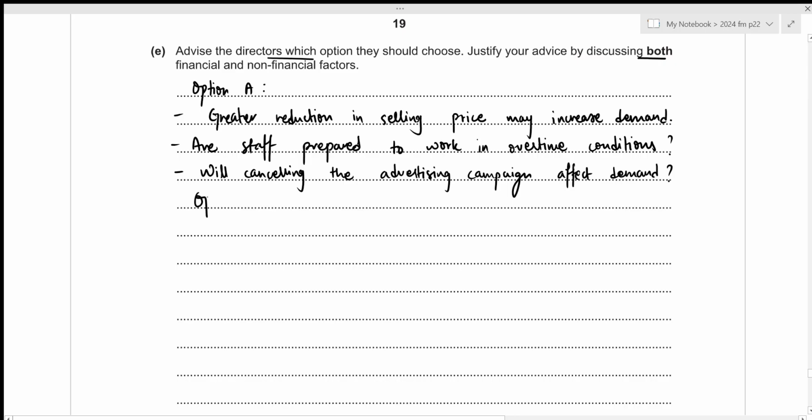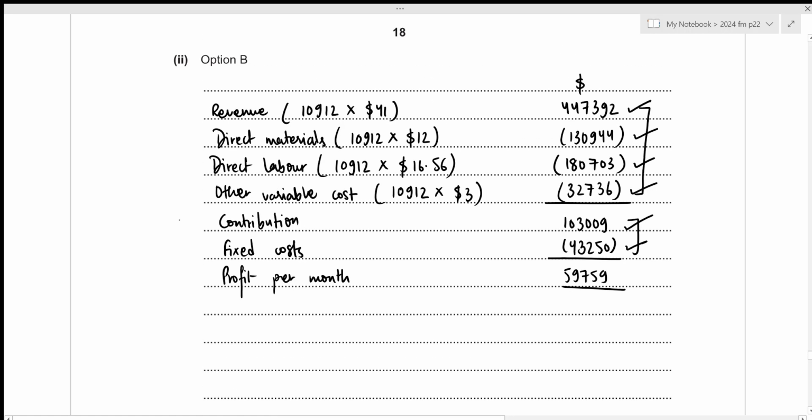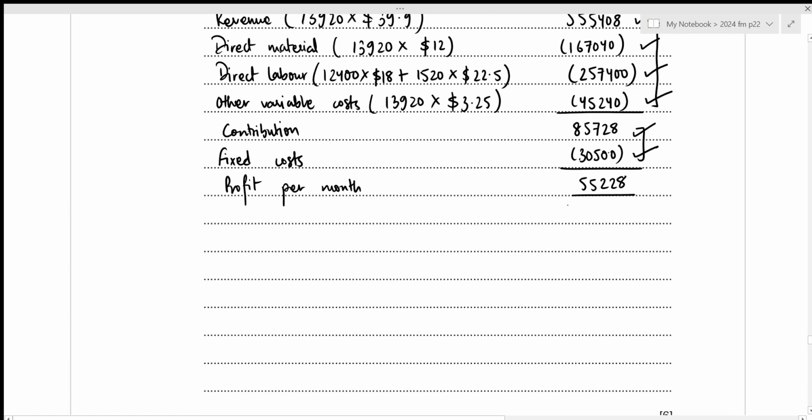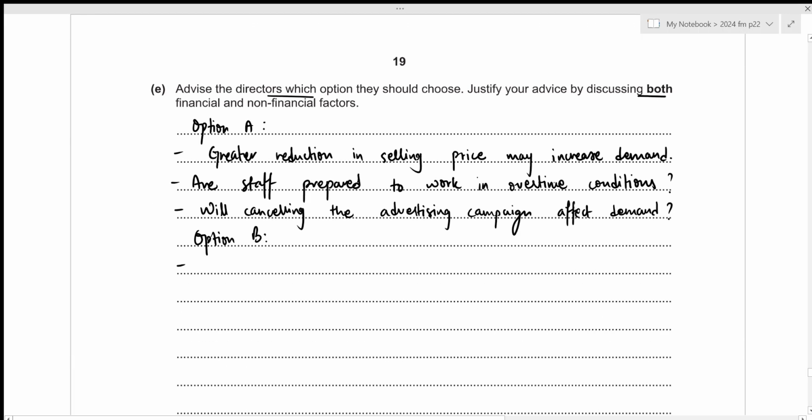Now we can move towards option B. For this option, I think it has the highest profit per month. It's 59,000 for option B, and it's 55,000 for option A. So the first thing we can write is that option B is the most profitable option. So it is the most profitable option.